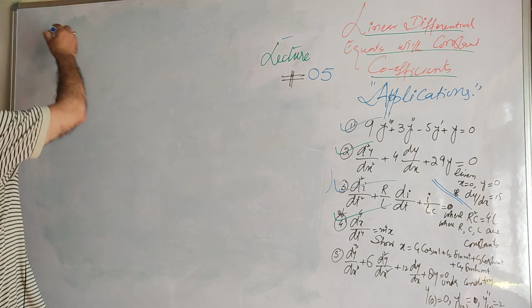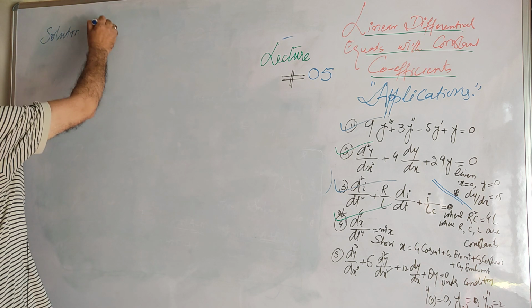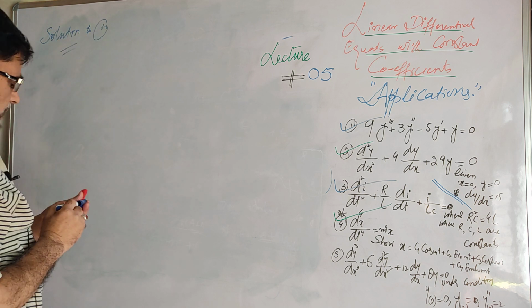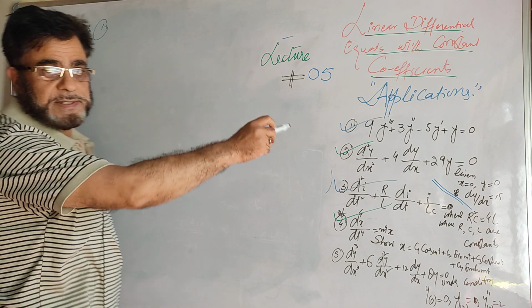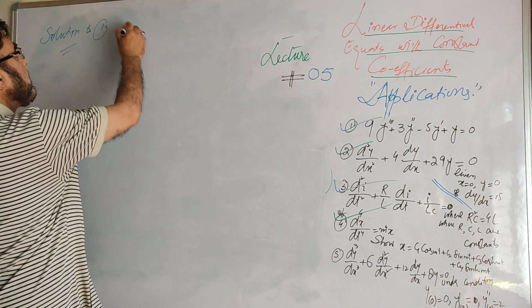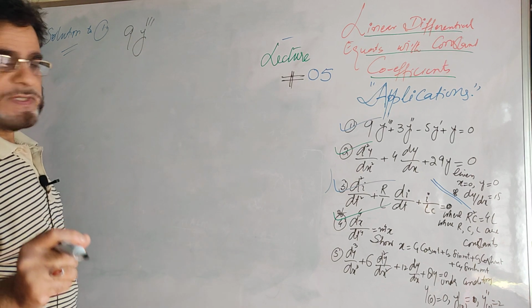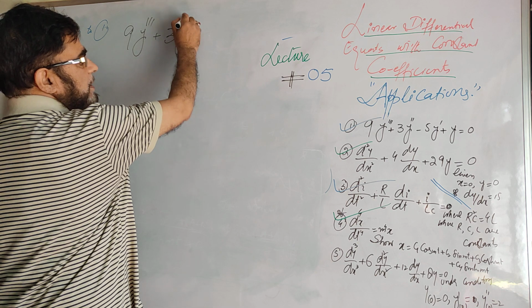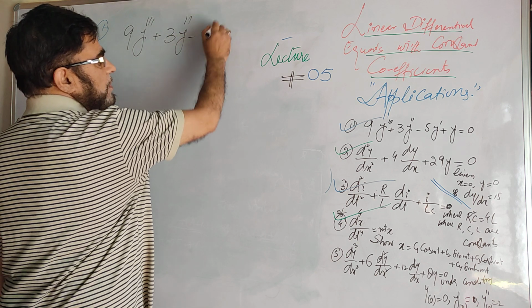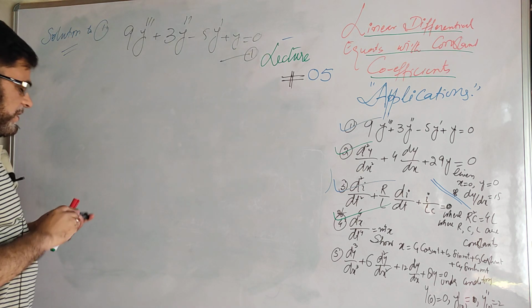It is a solution to question one. What is the question? You have to solve the differential equation with constant coefficients and right hand side is 0. It is 9 y triple dash, means third derivative with respect to x, plus 3 y double dash minus 5 y dash plus y is equal to 0. We have to solve this differential equation.